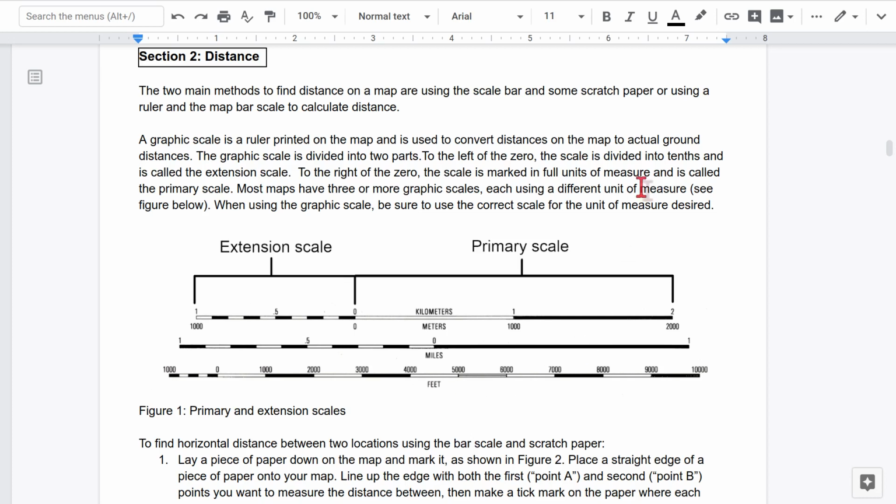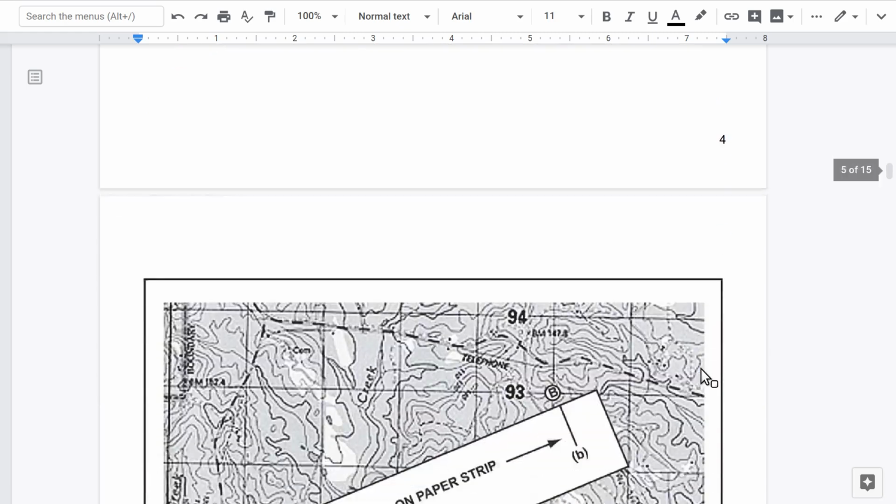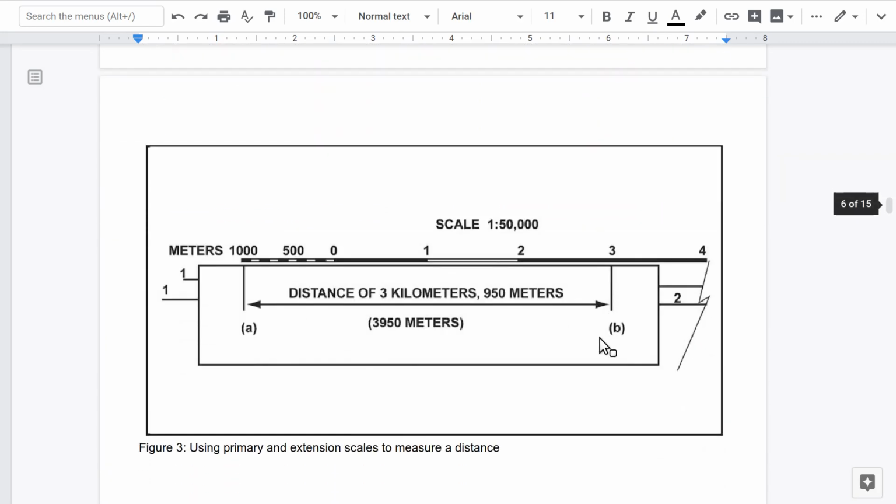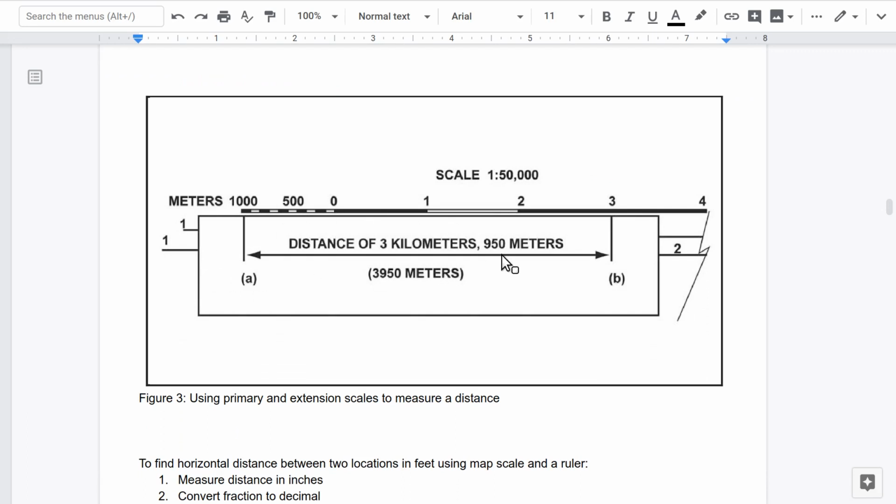So the 2 main techniques for measuring distance on a map, the first one is you can lay down a piece of scratch paper. If you wanted to measure from point A to point B, you'd make tick marks on your scratch paper, and then you're going to plop the scratch paper down on the scale bar. So they've centered the right tick mark at the 3 kilometer. And you'd have to figure out where to put it, but you're going to put the right-hand side on one of the whole numbers so that the left-hand end is someplace in the more precise extension scale.